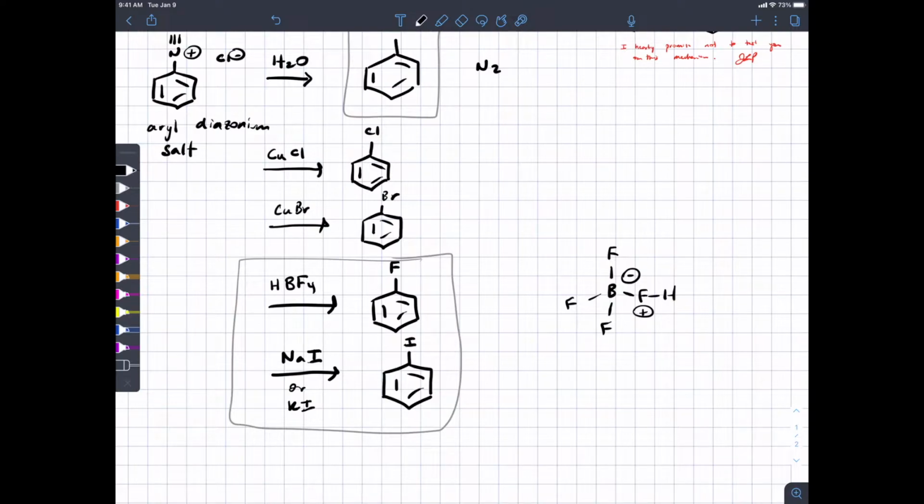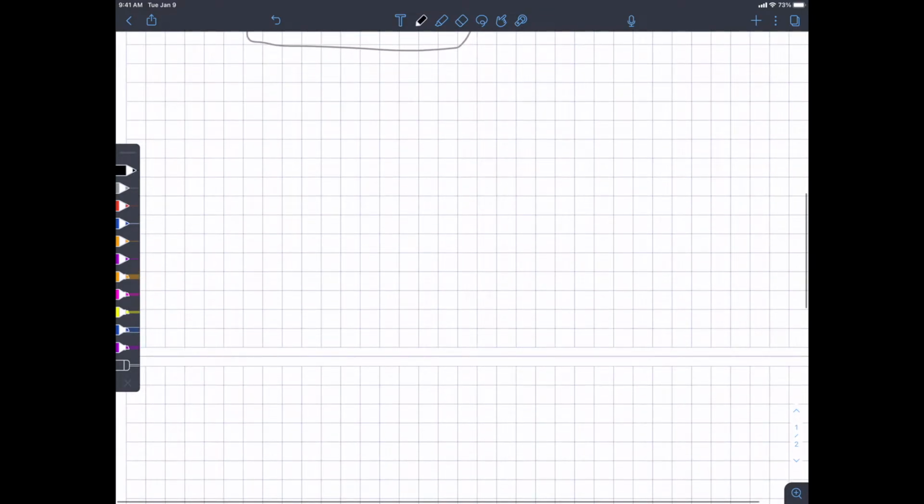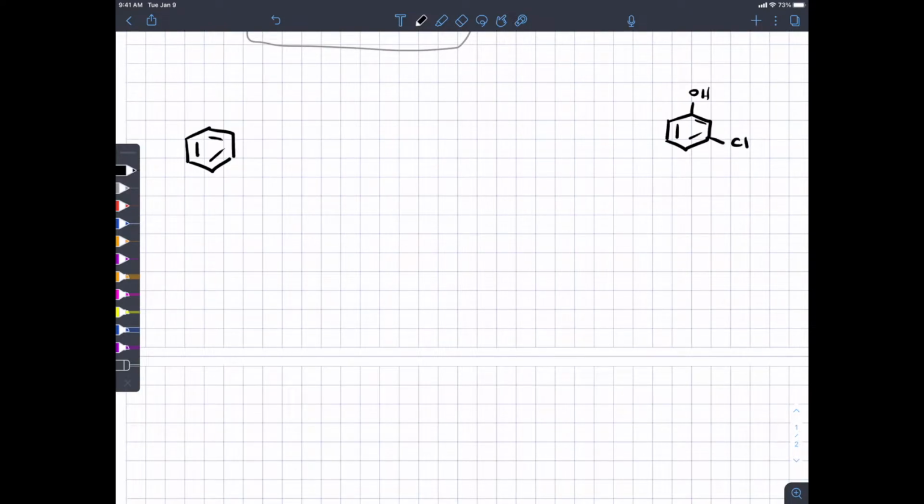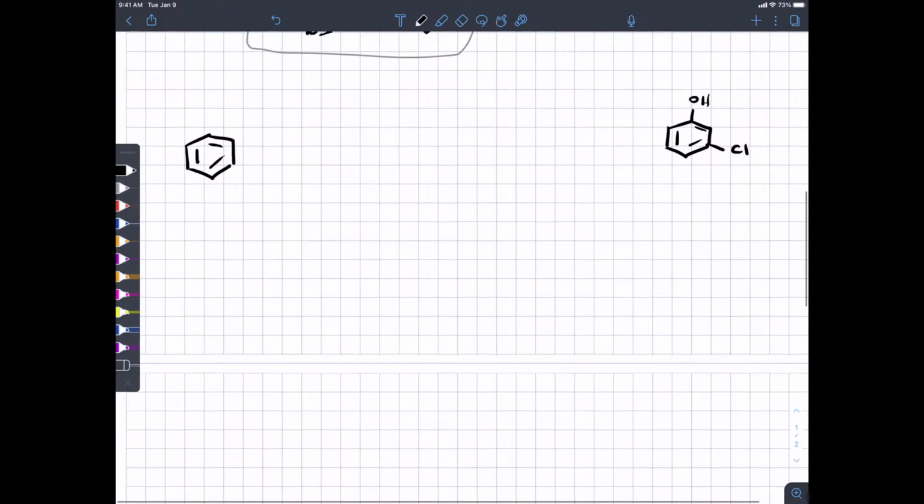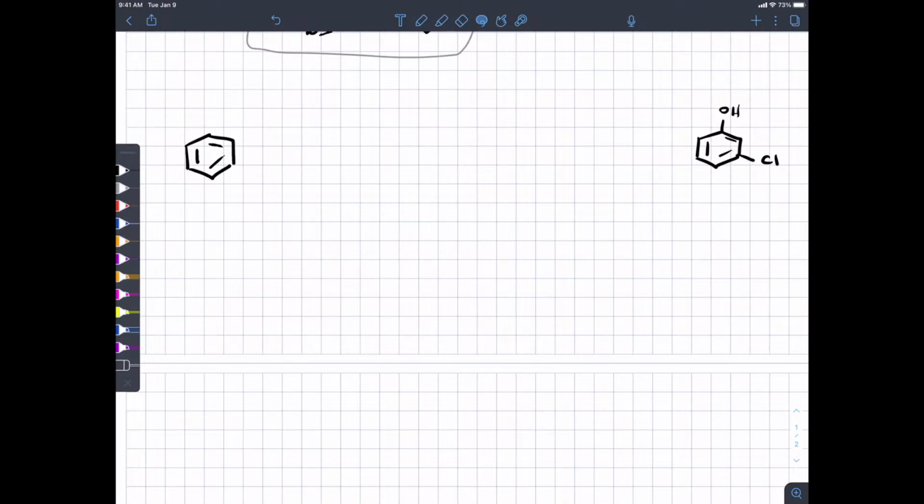Okay, so let's do a practice problem. So starting from benzene, let's make metachlorophenol. And so sometimes you can plan a synthesis from the beginning. Other times it's better to sort of walk your way backwards step by step.